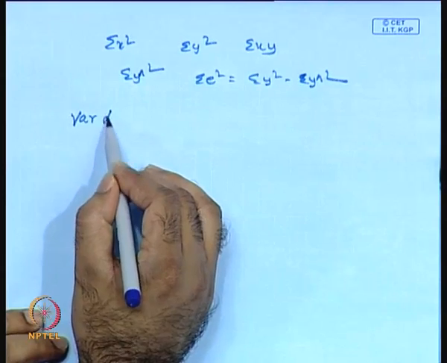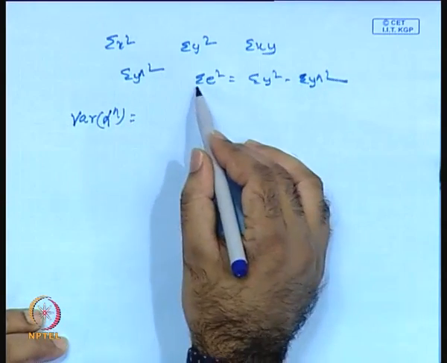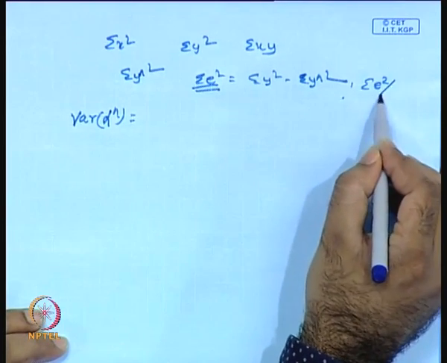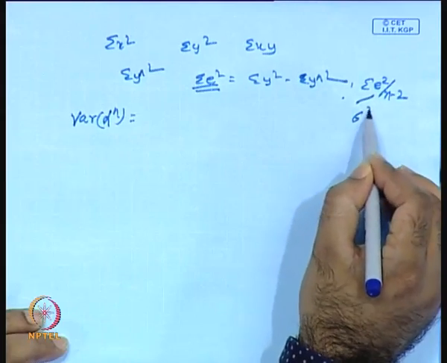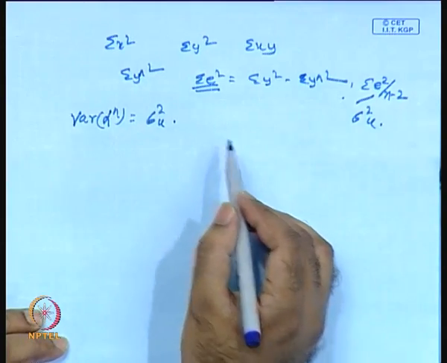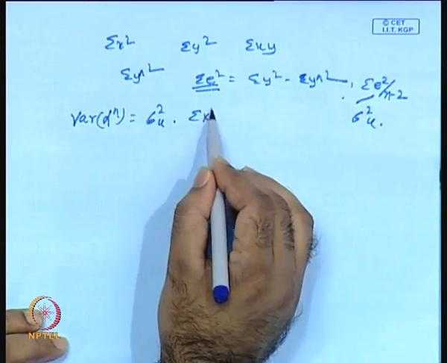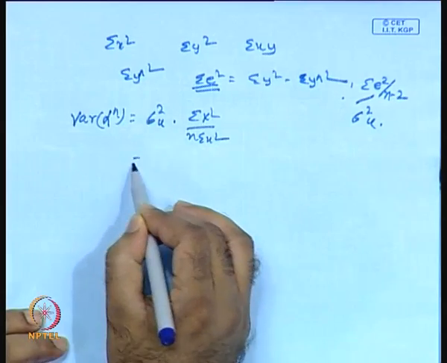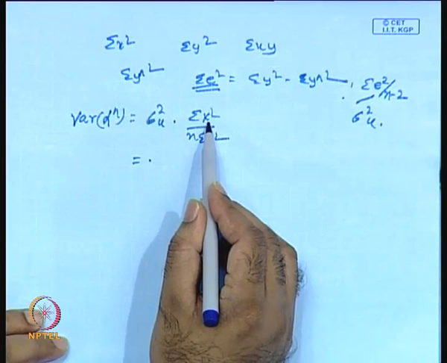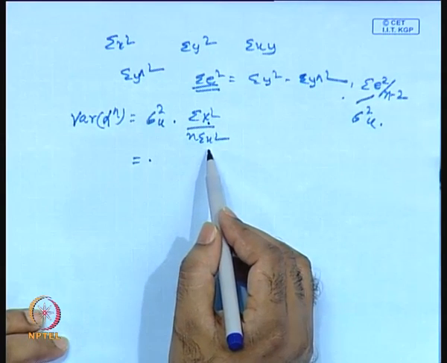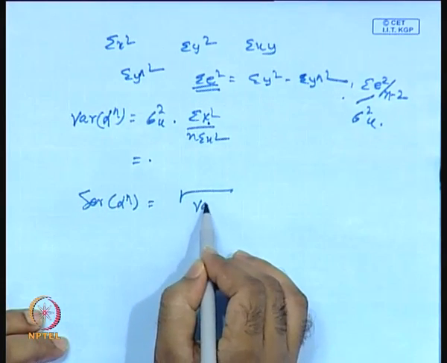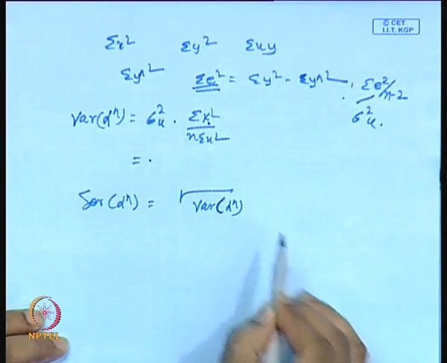So, variance of alpha hat, in fact, once you get summation e square, at the same time you can calculate summation e square by n minus 2, which is nothing but sigma square u. Okay. So, now variance of alpha hat equals sigma square u times summation x square by n summation x square. So, you have to put sigma square here. Then you calculate the variance of alpha hat. Then standard error of alpha hat is simply the square root of variance of alpha hat.